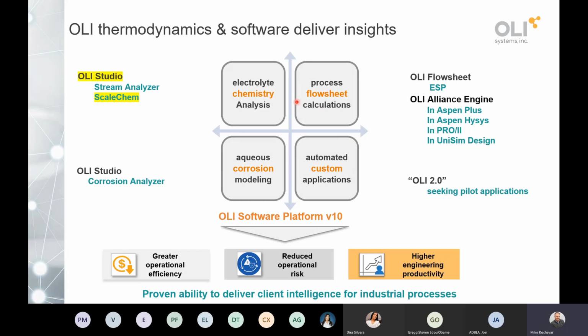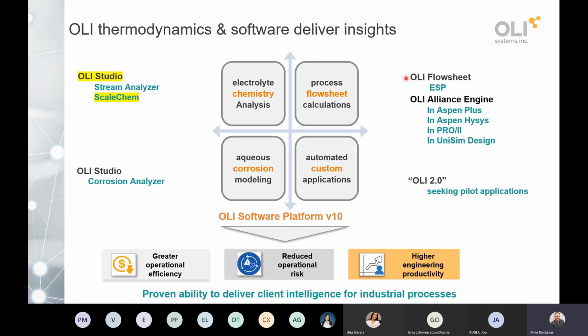A third way that we work is in flow sheeting. Whereas the OLI Studio focuses on an individual point or an individual stream, the flow sheet tools allow you to look at a full process. And ScaleChem actually has some of this on a limited basis as well. Diana will show you that and how you can create a simplified flow sheet to study scale. But when we talk about full rigorous flow sheets, there are two ways that we work.